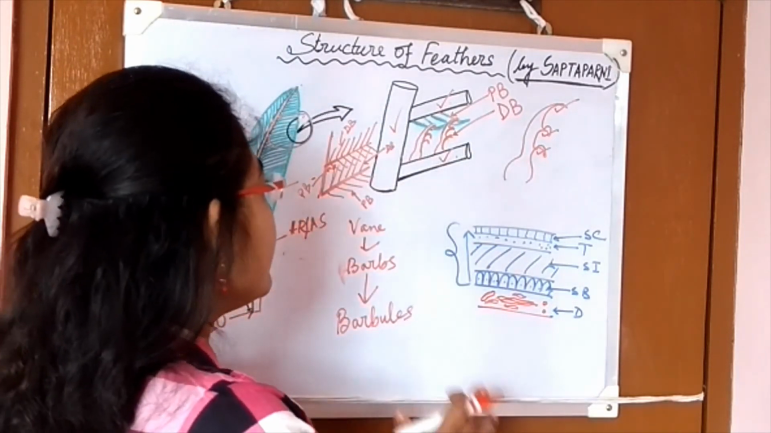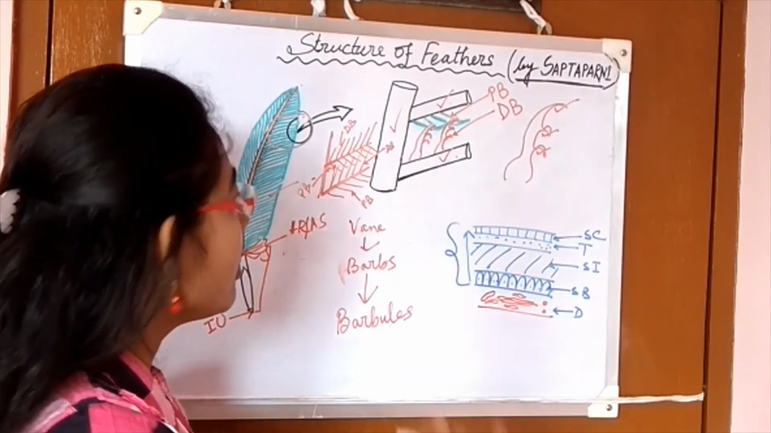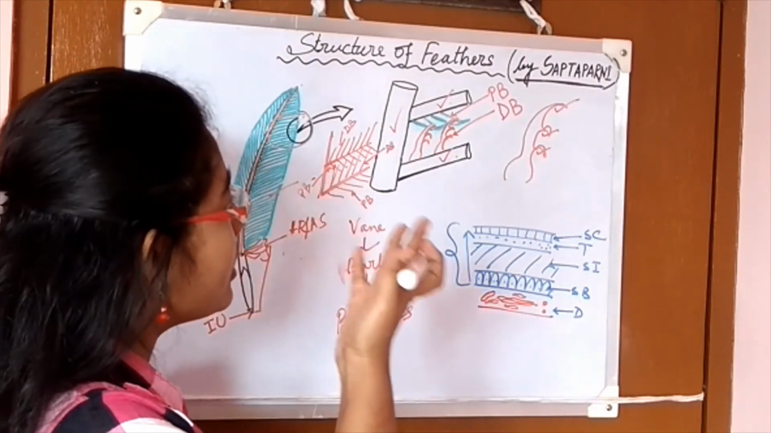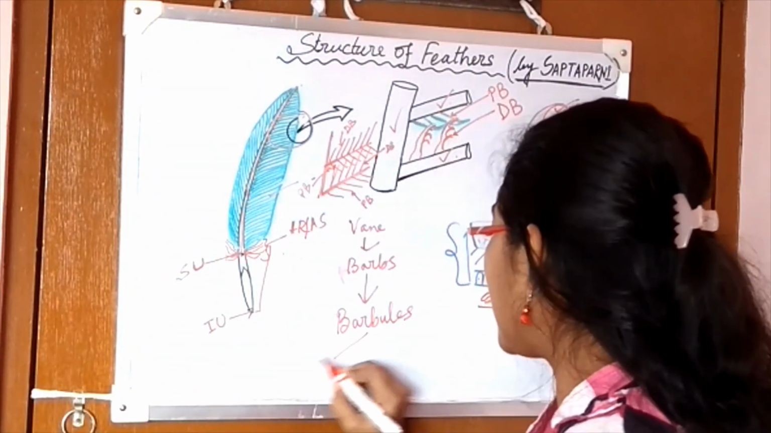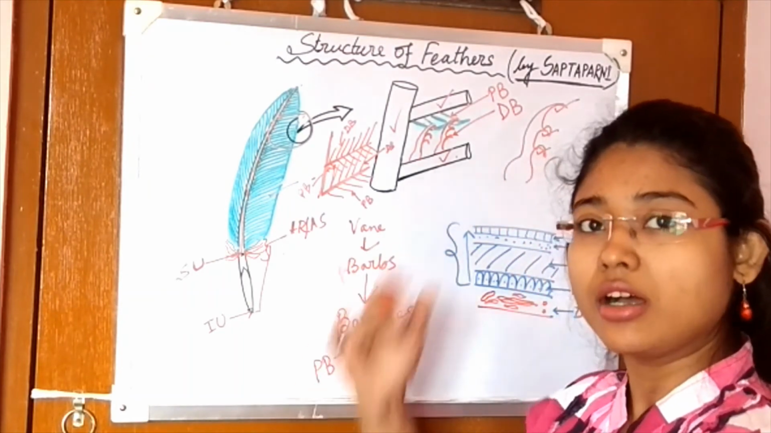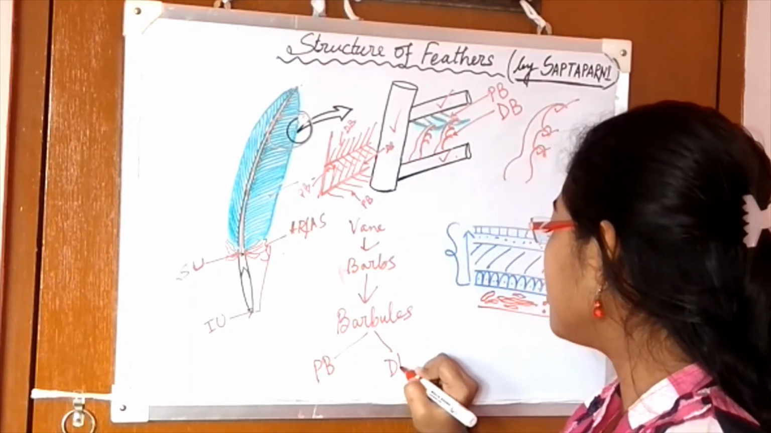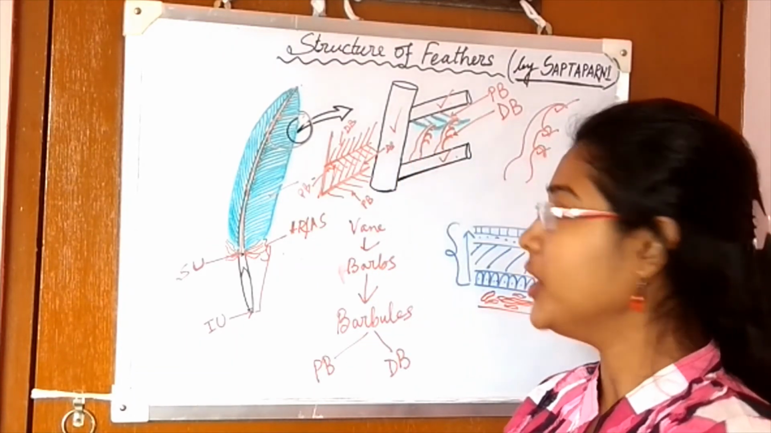So I think it is now clear what are barb, what are barbules, and what are hamuli, hooklets, etc. Okay, so barbules are of two types: proximal barbules, which are directed towards the base of the feather, and distal barbules, which are directed towards the tip of the feather.